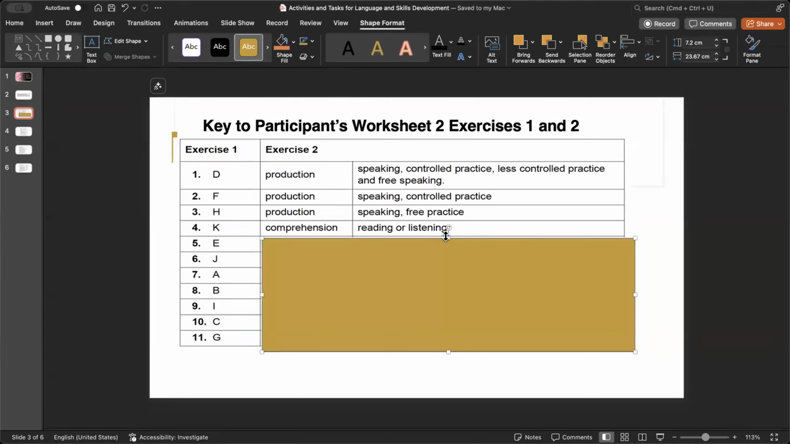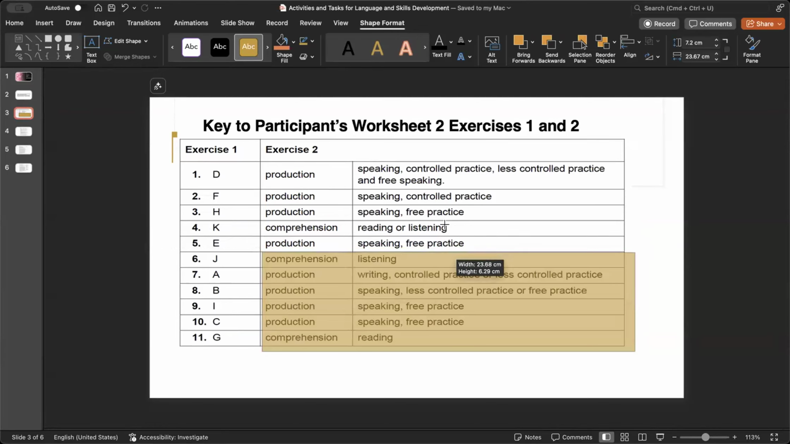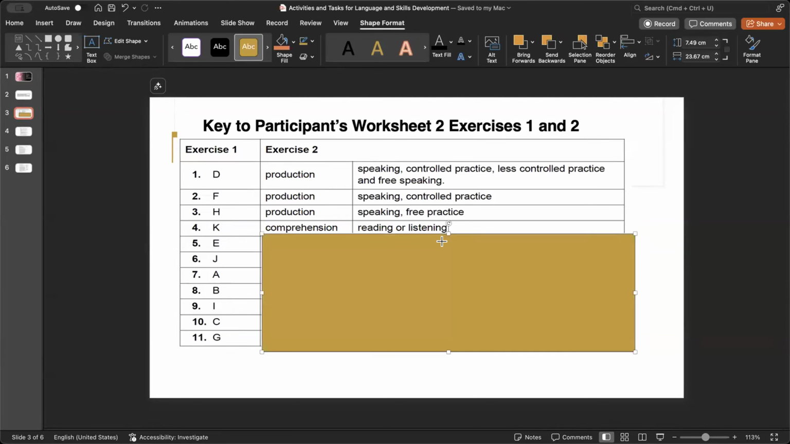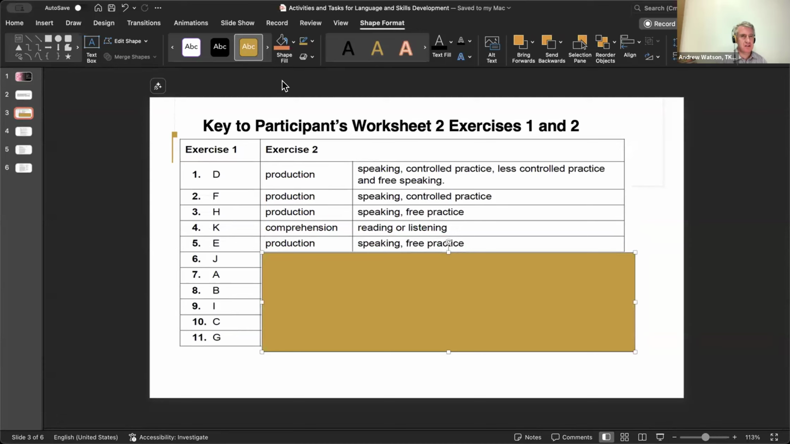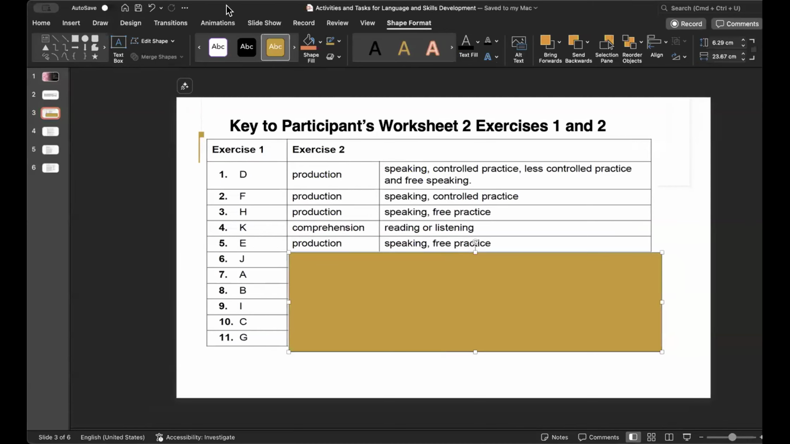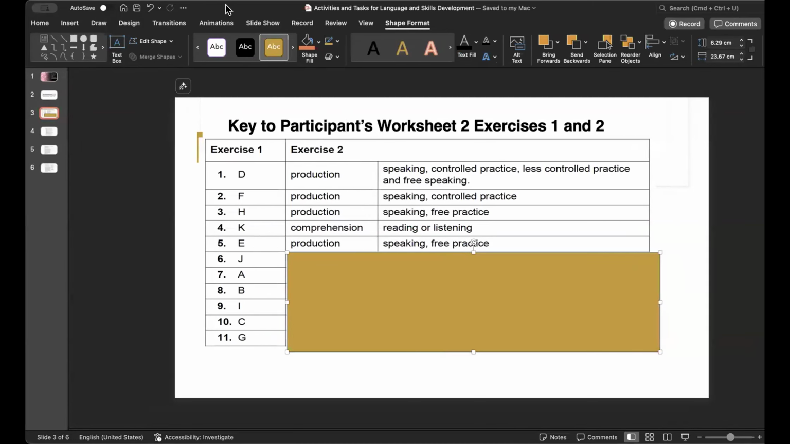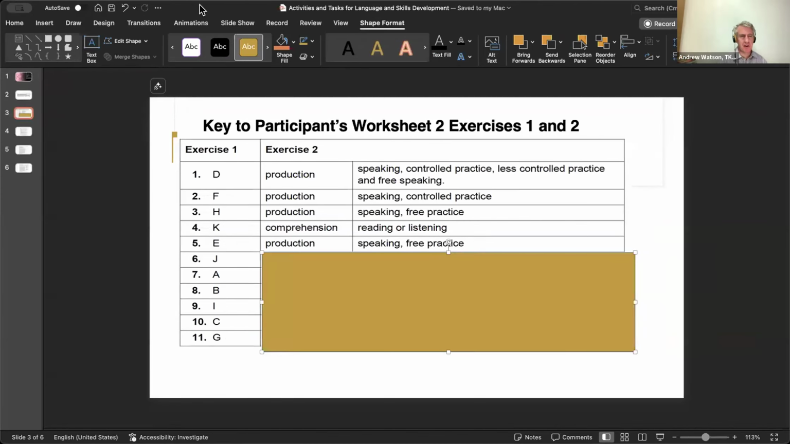Five. That's comprehension because that's when they are thinking, right? It's actually production, and it's speaking or free practice. Oh, okay. Because all they're doing there is just preparing before they speak, right?